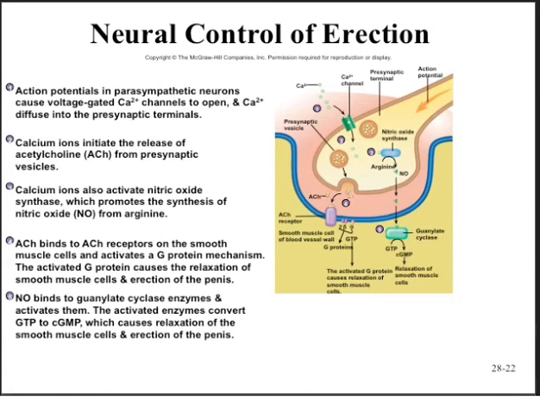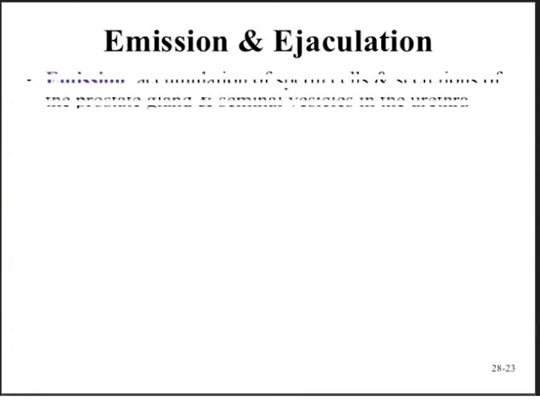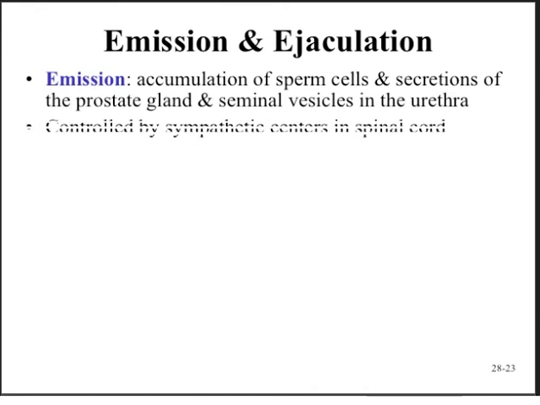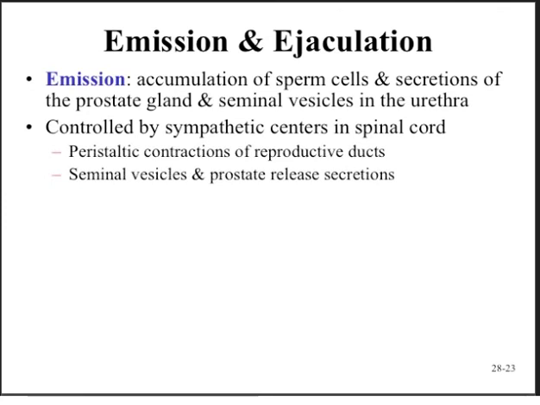For those who are interested, what Viagra does is it extends the half-life of cyclic GMP, causing the erection to last longer than it would under normal circumstances, often long after the experience of orgasm and ejaculation occur. Emission is the accumulation of sperm and secretions of the prostate and seminal vesicles in the urethra, and it's controlled by sympathetic centers in the spinal cord, resulting in peristaltic contractions of reproductive ducts.